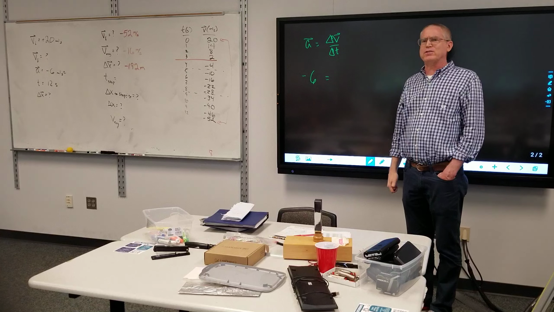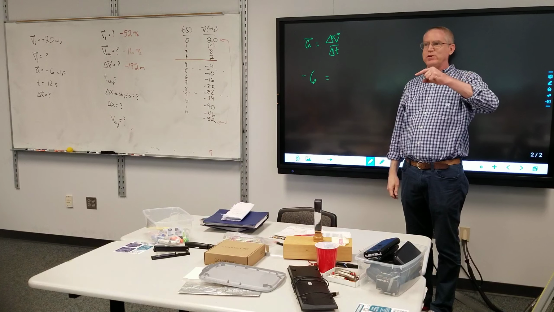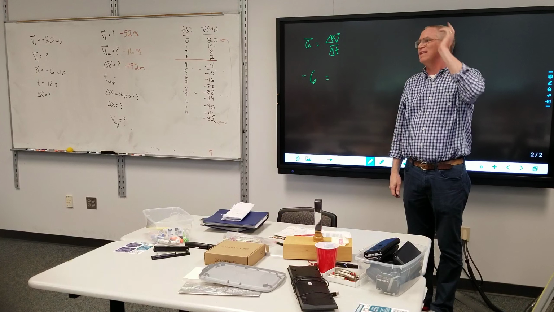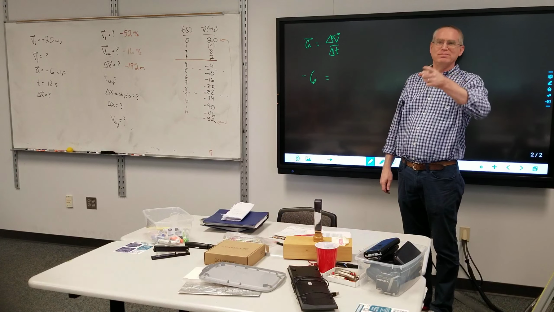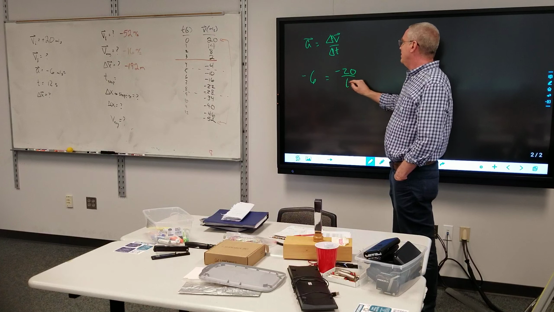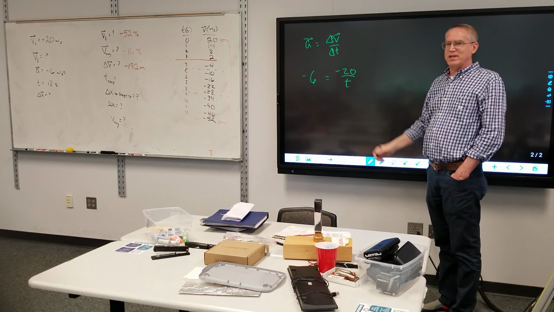The stopping. How fast is it going when it stops? 0. Okay, we're going from 20 to 0. Not negative 20? Yes, it's -20. You forgot the negative. -20 over time. So we're solving for time. So -20 divided by what gets us -6?